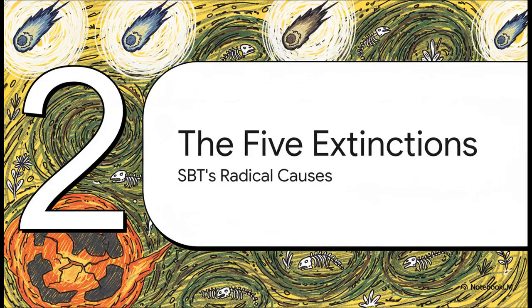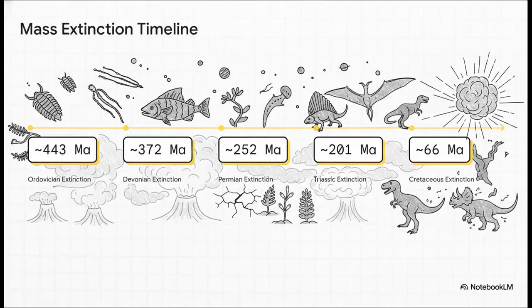Section 2, the 5 mass extinctions. Just to ground ourselves, here's the standard timeline of the 5 mass extinctions. We've got the Ordovician, Devonian, Permian, Triassic, and finally the Cretaceous extinction, right at that 66 million years ago mark. Now, while mainstream science generally links these to earthbound volcanic events or specific asteroid impacts, the SBT source radically reinterprets the cause of every single one of these biological bottlenecks.